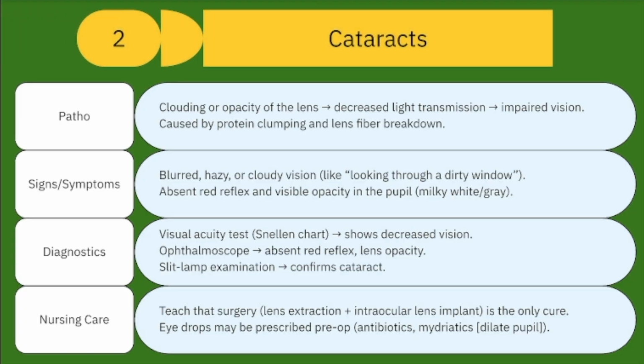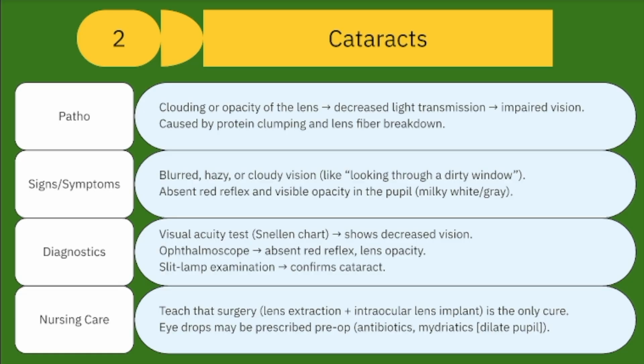Moving on, cataracts. So, cataracts, think a cloudy lens. People say it's like looking through a dirty window. Signs you'll see is blurred vision, absent red reflex, and a gray or milky pupil. So, what's happening is that the clouding or the opacity of the lens causes decreased light transmission, which results in impaired vision. And this is caused by protein clumping and lens fiber breakdown.